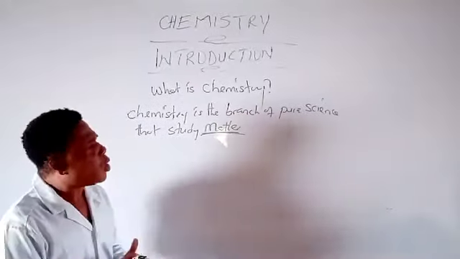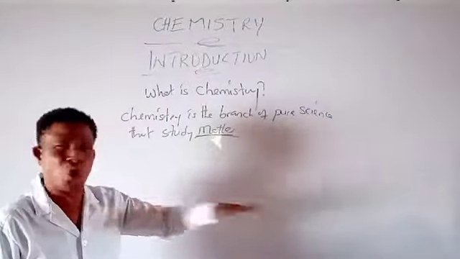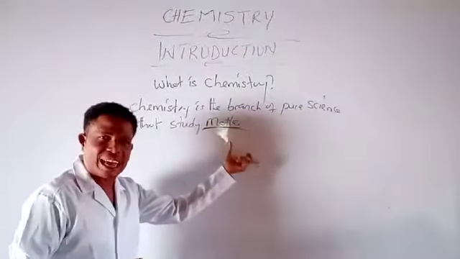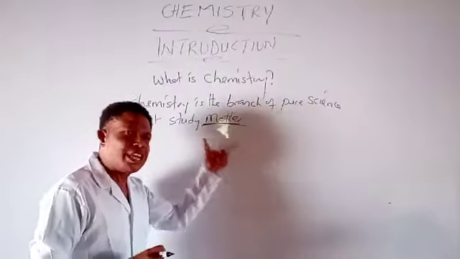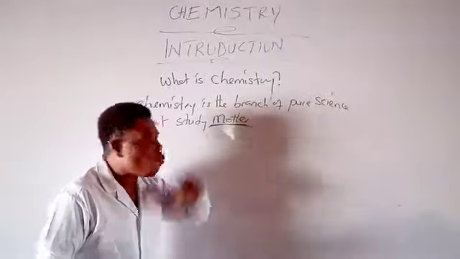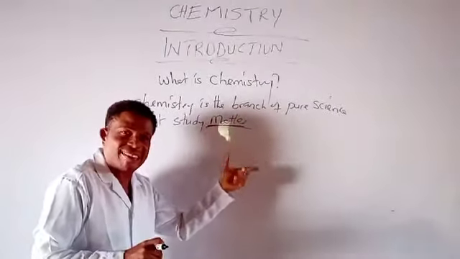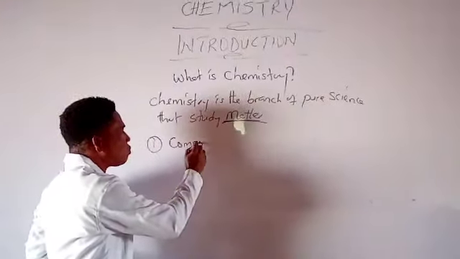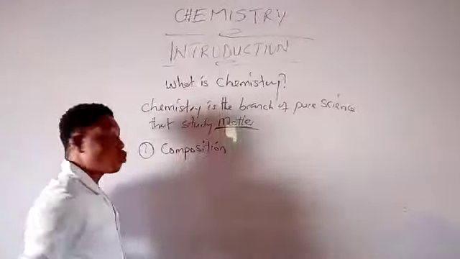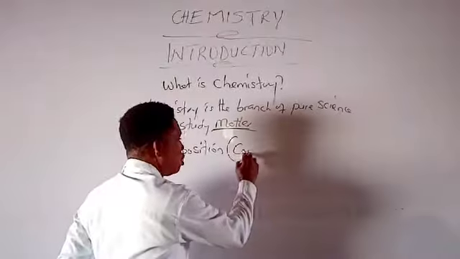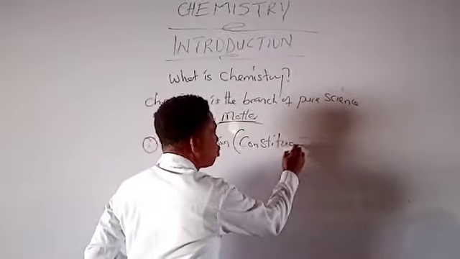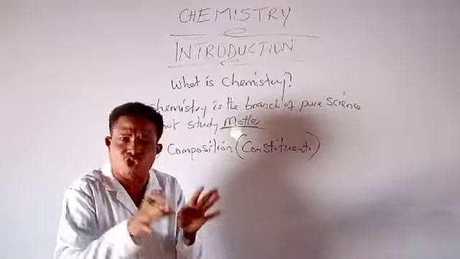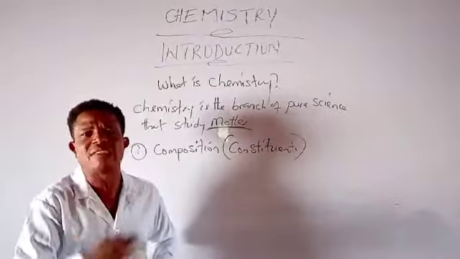Now, because science is an organized body of knowledge, you want to ask me, what is it we study about matter as a chemist? Number one, we study what we call composition. If you don't call it composition, you can call it constituents. What is constituent? The makeup. Matter is made up of something. What are those things that matter is made up of?